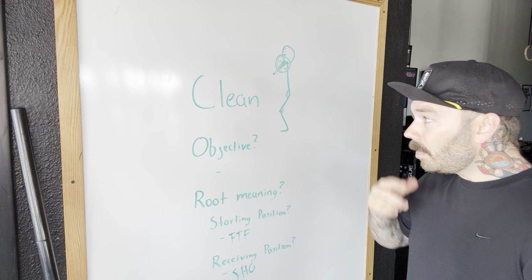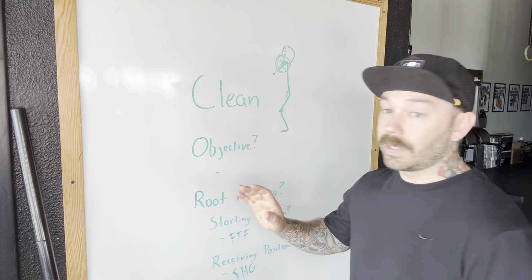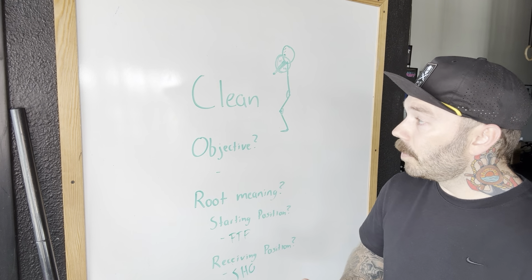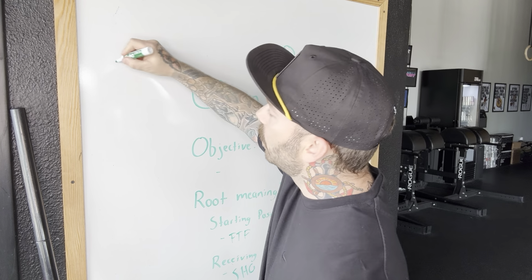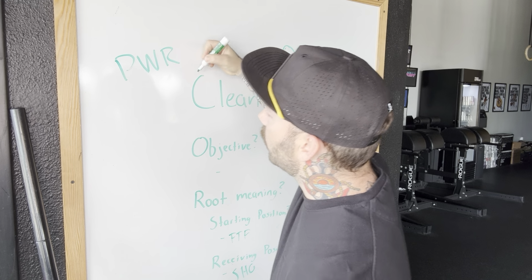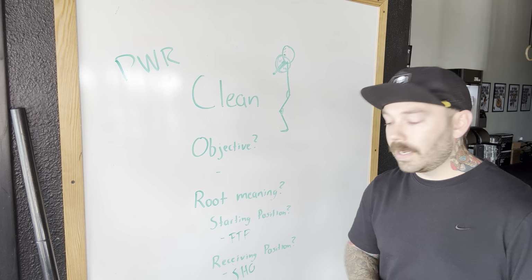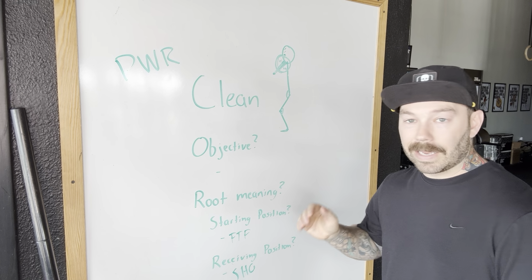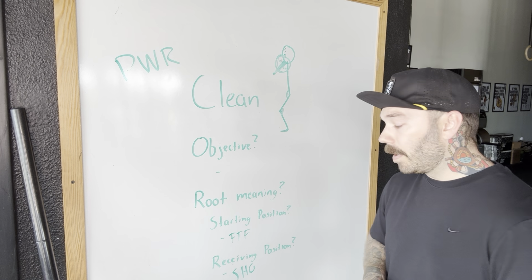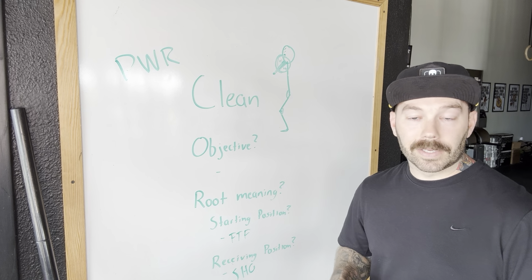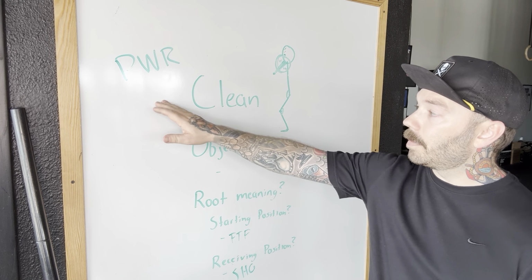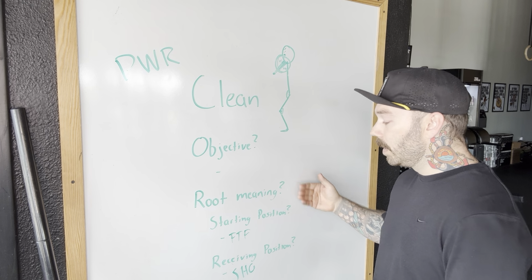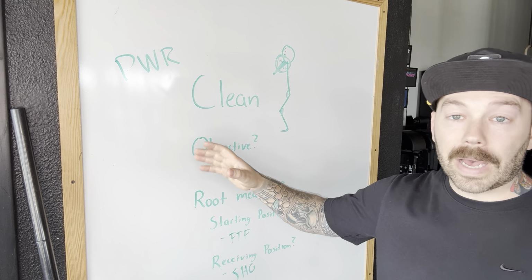Now with that, there's a couple of prefixes we can put to the clean to change the starting position or the receiving position, and the first one is power. That's pretty common. If we put the word power, or PWR, in front of the clean, it means that I have to modify the receiving position. What the power prefix means is I cannot go below parallel. It has to be above parallel, and I cannot squat. So when I look at something like a power clean, it is assumed taken from the floor because we haven't modified that at all, and the root is always from the floor. And because we're doing a power, it means we cannot squat.